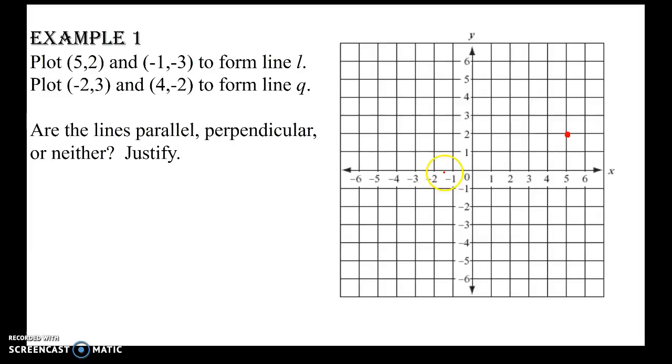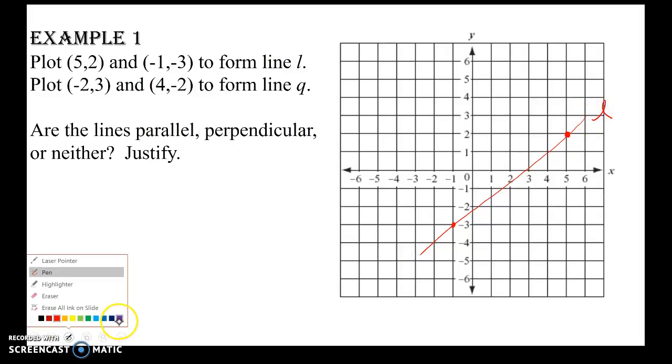5, 2, -1, -3. This forms line L. -2, 3, 4, -2. This forms line Q.